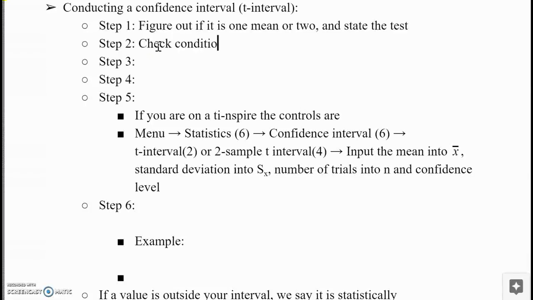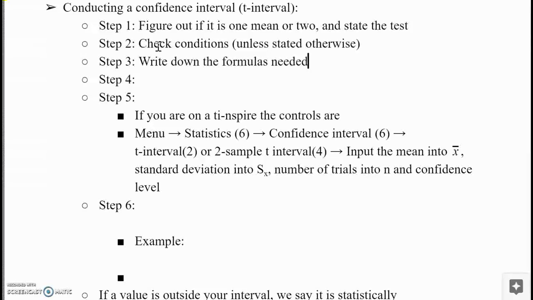Check conditions, of course. Always check conditions unless stated otherwise. Does the question say that the conditions are met? Next, write down the formulas needed. Your general formula, which is y bar plus or minus t star times your standard error. Next, find confidence level. Generally, in most questions on the AP exam, they'll ask you in subsequent questions what the confidence level is, or they will ask you what your margin of error is, and this would be a good step. Next, you want to conduct a test.